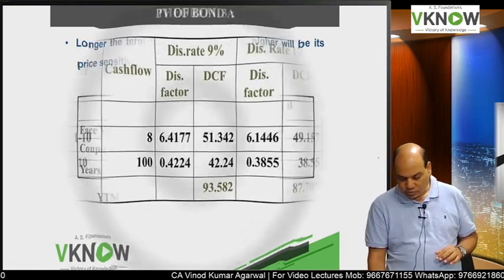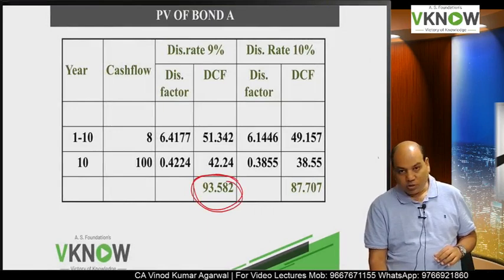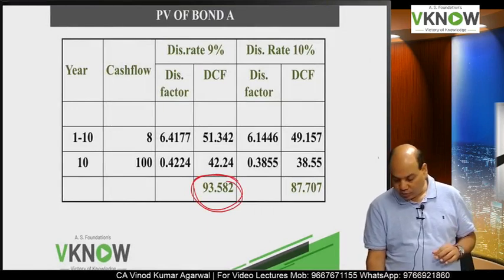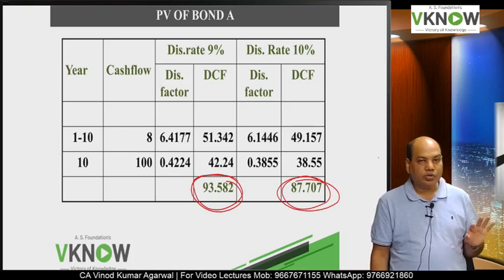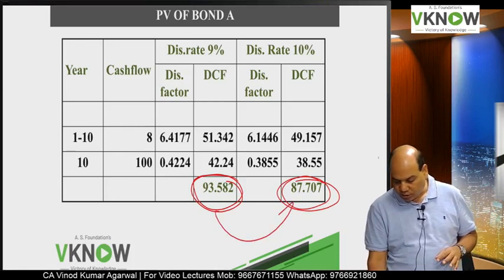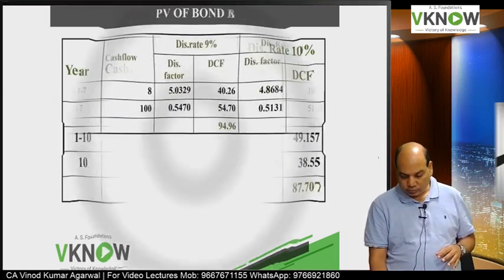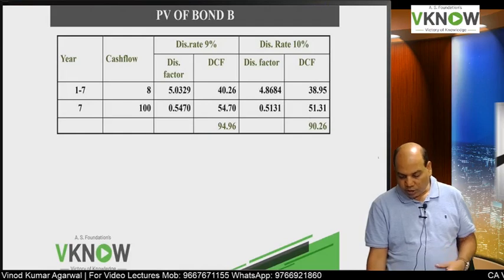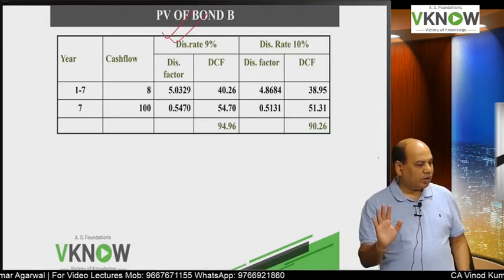Okay, so this was my bond A. You have the answer with you, 93.582. Don't write 87.707. You have done this in example 1. Only calculate the percentage change. Write down. Bond B write down first in the answer. Bond A don't write, we have done it.